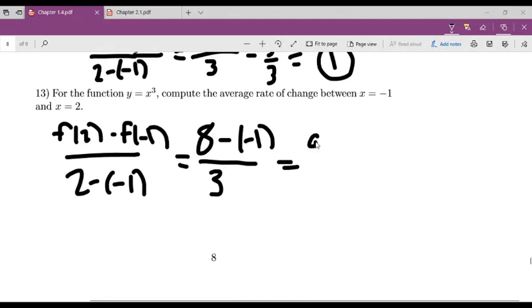So I get 9 over 3, which is just a 3. So my average rate of change for this one is a 3.